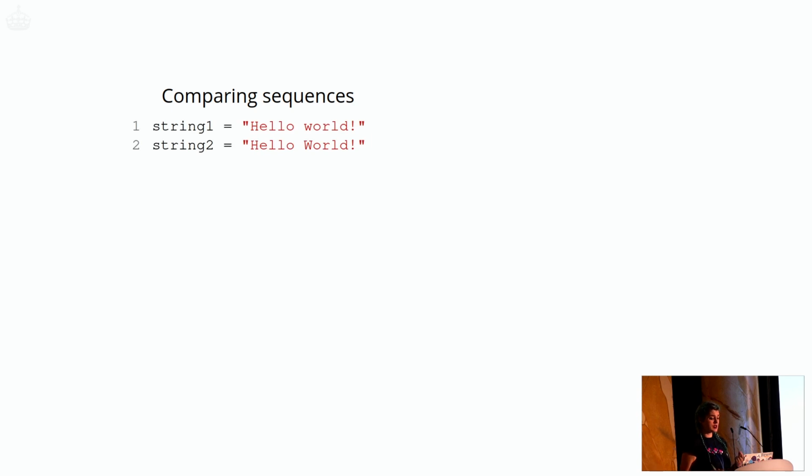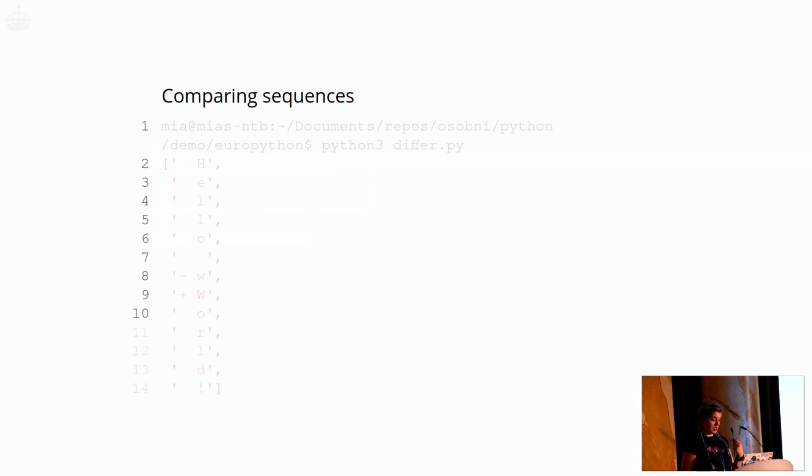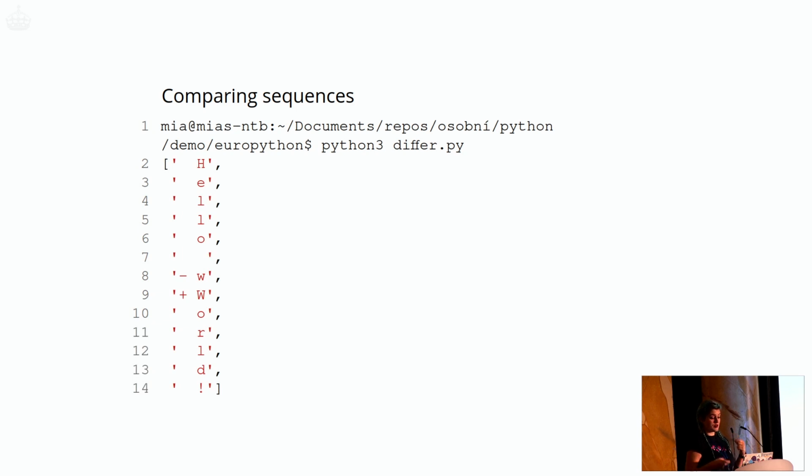Here we have two strings, and let's say we want to compare if they're the same, and if not, we want to determine how different they are. To compare sequences, we could use difflib. Here we create an instance of the Differ class, and we compare two strings. When we print the result, we can see that all the characters are the same, except the one on line 8, which is missing in the second sequence, and the one on line 9, which appears to be in the second sequence, but it's not in the first one.